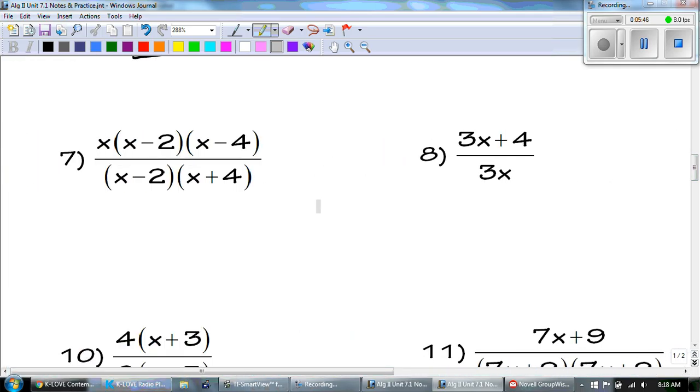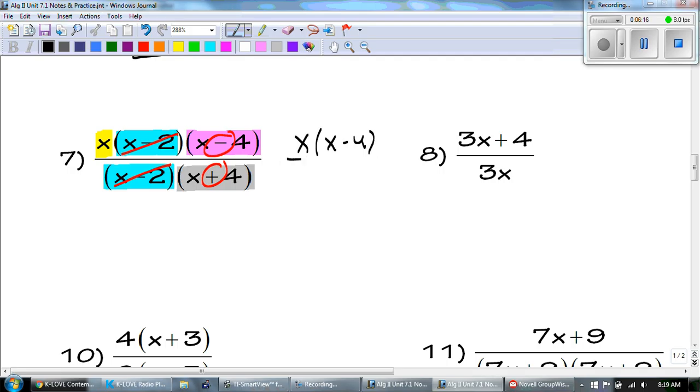All right, number 7, monomial, polynomial, polynomial, polynomial, polynomial. Now, the only ones that are exactly the same are the x minus 2's. Yes, they're different because one's minus and the other's plus. So what we're left over is the x minus 4, and then x plus 4 on the bottom. If you want to keep it in parentheses, you can, but you don't have to, the one on the bottom.